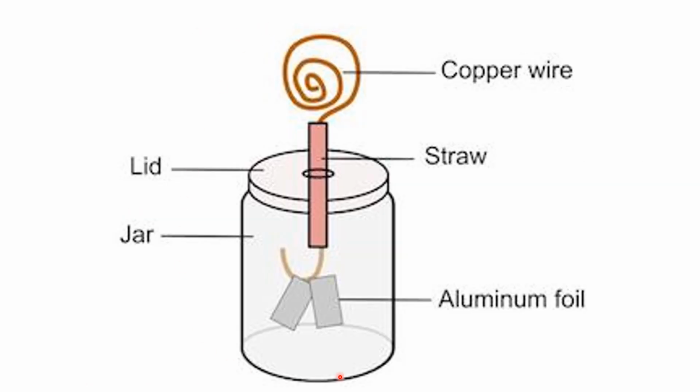So this is what our finished product will look like. We call this an improvised electroscope. An electroscope is an instrument used to detect the presence of electric charge on a body. It detects charge by the movement of a test object due to the electrostatic force on it.